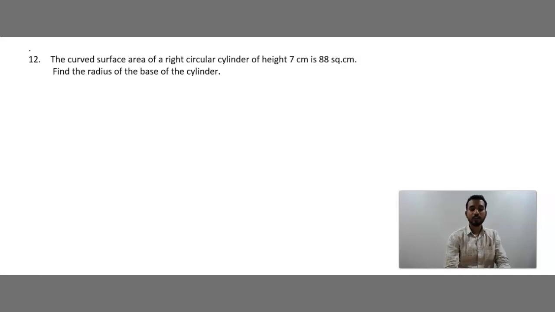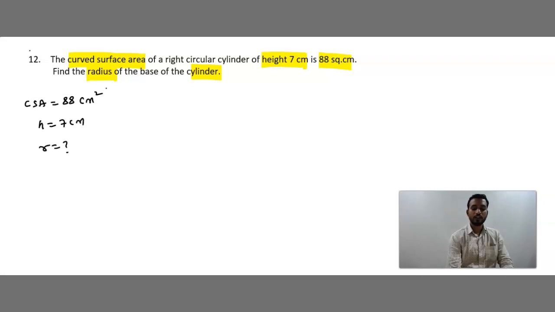What is given? Curved surface area. Area means square centimeters, right? So it is 88 square centimeter, and the height is 7 cm, and we are asked to find the radius of the base of the cylinder. So curved surface area is given as 88 cm², height is 7 cm and we need to find the radius.